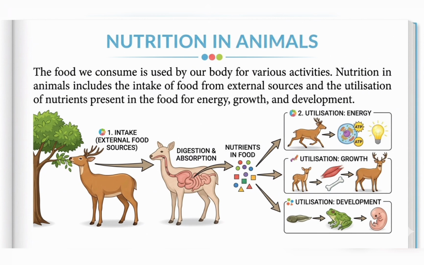In this diagram, you can see a deer eating leaves from a tree. That is called the intake of food from an external source, and the food is going through its body, and the nutrition in food is becoming small particles. And then you can see in the second diagram the deer running. How is it running? Because it is eating the food. Like that, we can also use it for growth. You can see the growth and development.